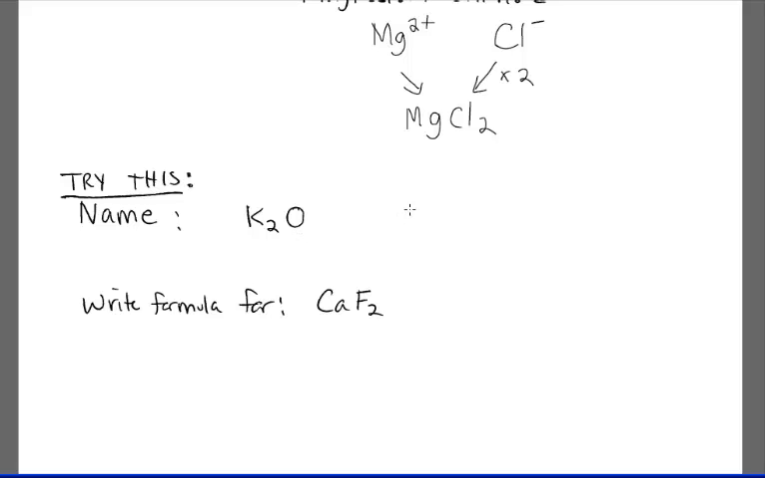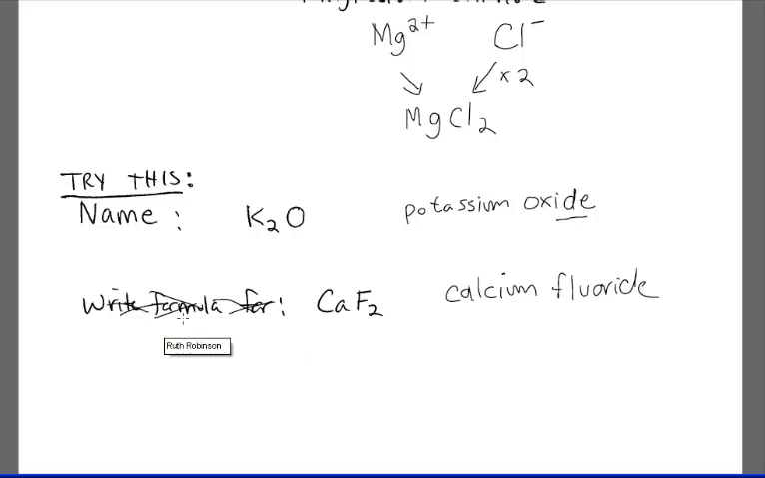K2O would be named what? Well, you name the metal, potassium, and then for the non-metal, you simply name it and change the ending. So it was oxygen, it becomes oxide. I think this is written wrong. It still means name it. CaF2 would still simply be calcium fluoride.